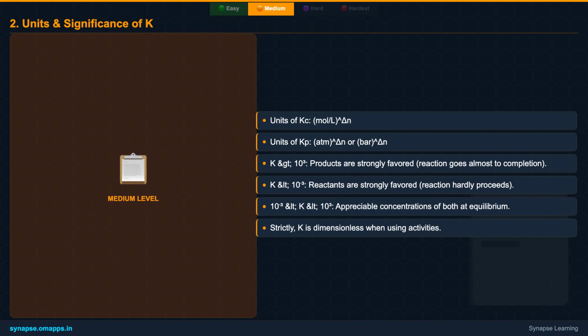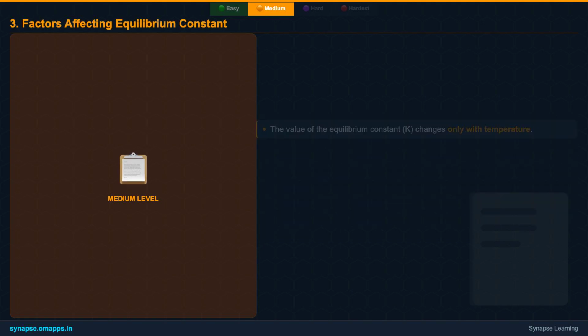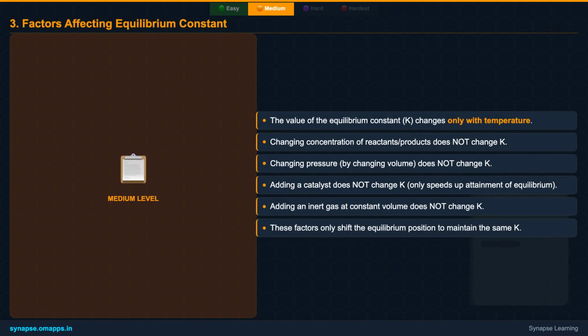Furthermore, the magnitude of the equilibrium constant tells us a lot about the reaction's extent. A large K means products are favored, a small K means reactants are favored, and intermediate values suggest a mix of both at equilibrium. It's important to remember that the equilibrium constant is highly sensitive to temperature. Changing the temperature is the only way to alter the value of K for a specific reaction.